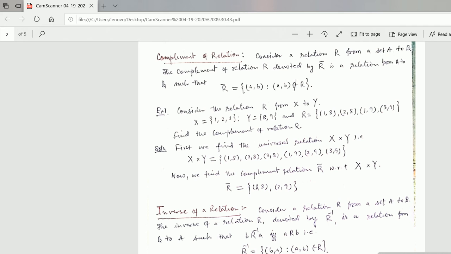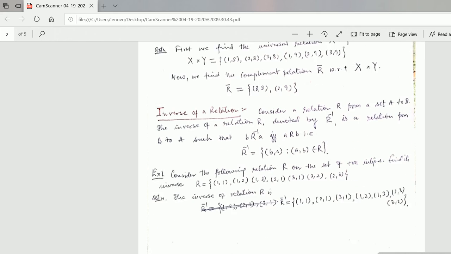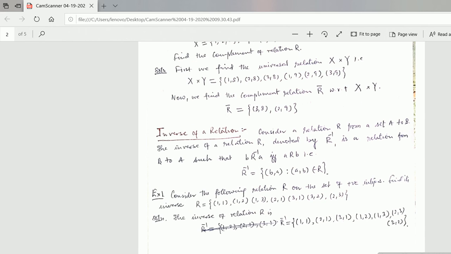Now the definition says R bar is equal to {(a,b) such that (a,b) does not belong to R}. That means only (3,8) and (2,9). See this: in relation R there is no (3,8) and (2,9). You see, so these two form the complement relation. And like this you can also solve some problems from your book.